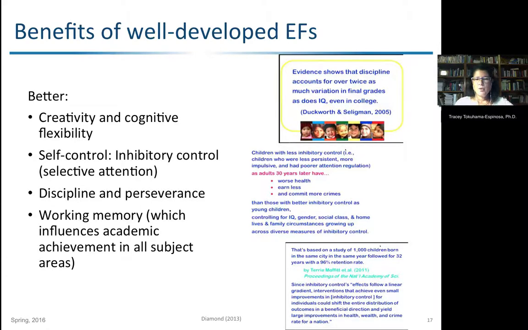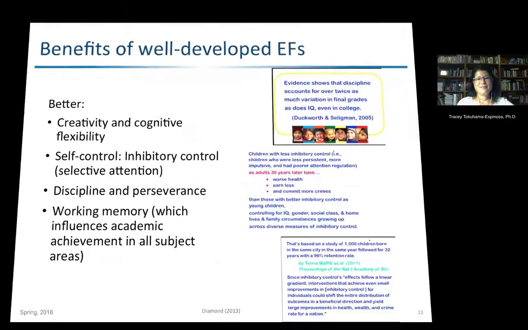Adele also shared with us that children with less inhibitory control, who were less persistent, who were more impulsive, and who had poorer attention regulation, as adults 30 years later actually had worse health, earned less, and committed more crimes than those who had better inhibitory control. So we see that inhibitory control mechanisms have other consequences that go far beyond just academics. And if you're interested in this study, it's a Moffitt study from 2011.